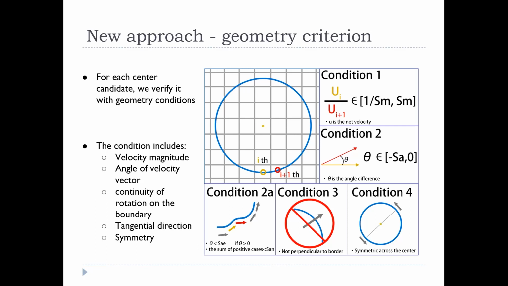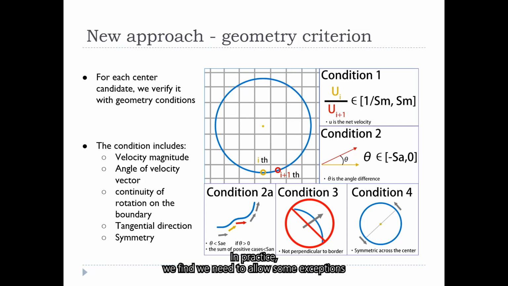For this purpose, we assume an eddy has a circular shape and test 4 different geometric criteria. To start, we pick out 16 points on the circle that is 3 grid cells away from the center. Condition 1 checks that each 2 consecutive points on the border have a similar net velocity. For condition 2, we check whether the direction of the consecutive velocity vectors on the border changes gradually in a consistent direction.